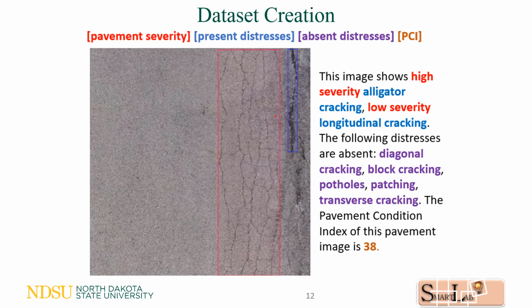So this is an example of the descriptive dataset. As you can see, we have the bounding boxes drawn around the distresses in the image. Aside from the bounding boxes, we have the text: the pavement severity, the present distresses, the absent distresses, and also the PCI. So this is what the dataset used in our method looks like.